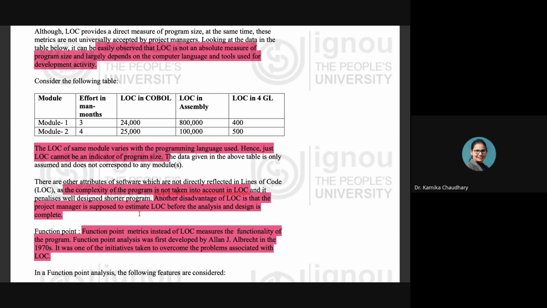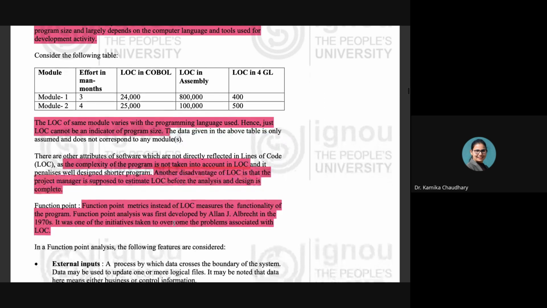There is another disadvantage of lines of code: the project manager is supposed to estimate the lines of code before the analysis and the design are completed. So the manager has to make the estimation for these lines of code. It is again not necessary that the estimation will be the exact lines of code, right? So that has also become a very difficult task for the project manager. So in these two lines we have learned about the disadvantages of lines of code.